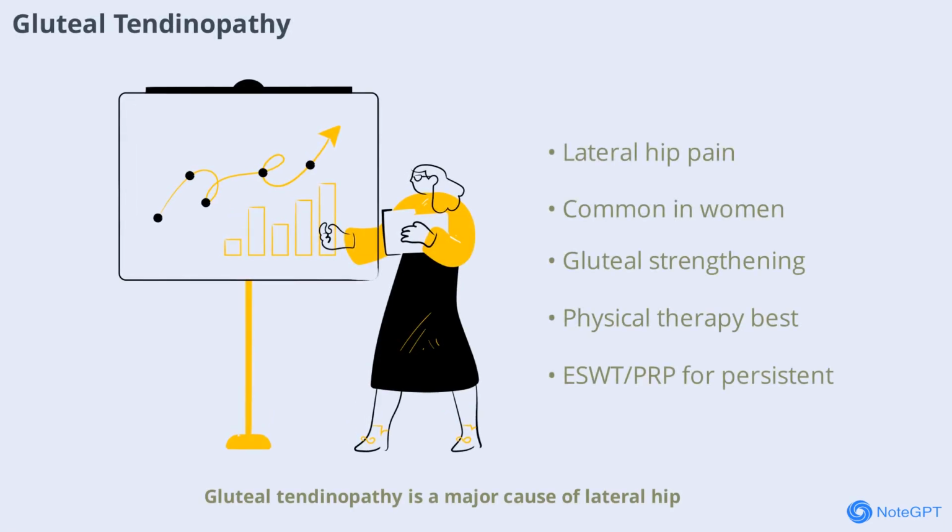Gluteal tendinopathy is a major cause of lateral hip pain and is linked to greater trochanteric pain syndrome. The gluteus medius and minimus muscles stabilize the hip, and their tendons insert on the greater trochanter. Patients, often females aged 40-70, report pain worsened by lying on the affected side or weight-bearing activities. Examination reveals tenderness over the greater trochanter and pain with resisted hip abduction.